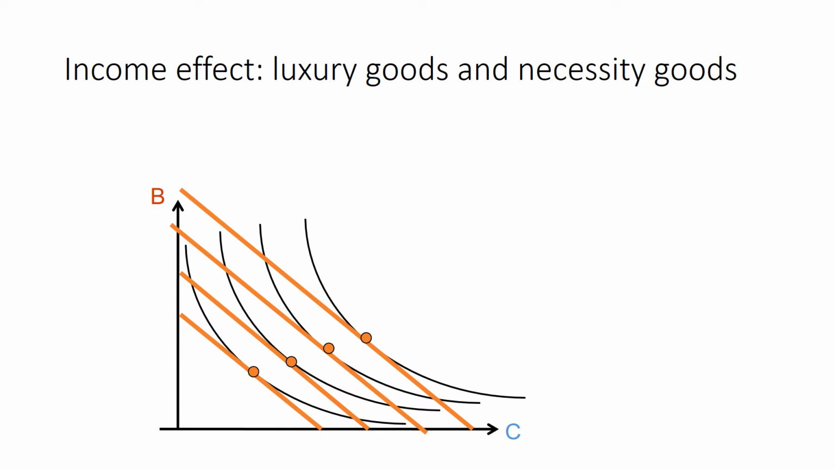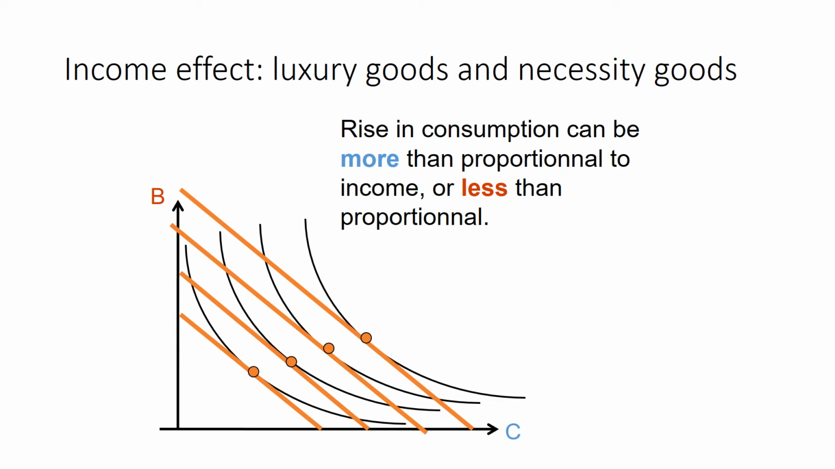I'm now going to define two different types of normal goods: luxury goods and necessity goods. When the rise in consumption is more than proportional to the rise in income, that good is called a luxury good. When the rise in consumption is less than proportional to the rise in income, that good is called a necessity good.